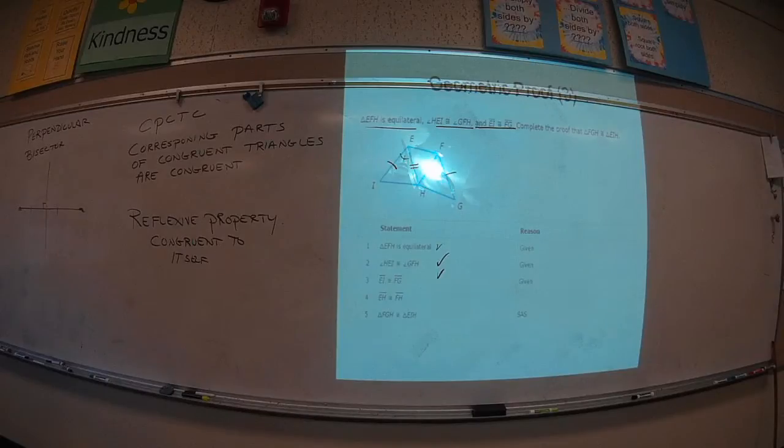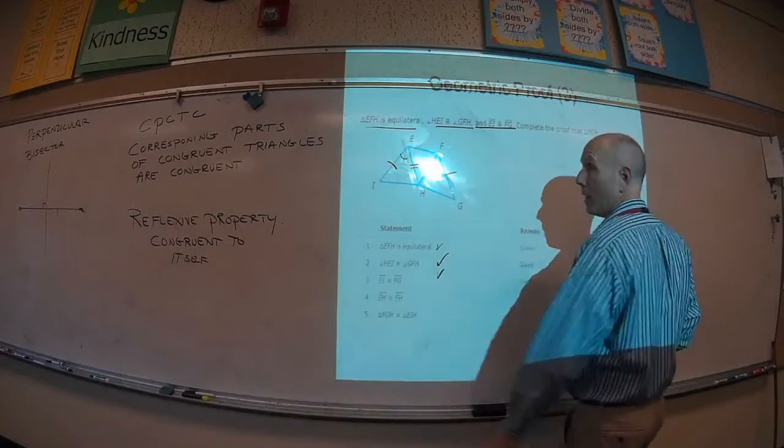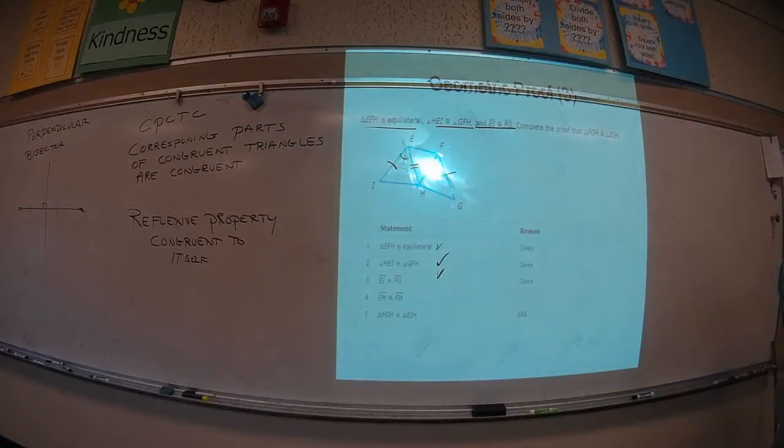No. I would use that only after I proved congruency. That would come after a SAS. Nope, that wasn't a given. Nowhere in the given does it say that EH and FH. It's based off of a given somewhere else. Yes, that's exactly right.